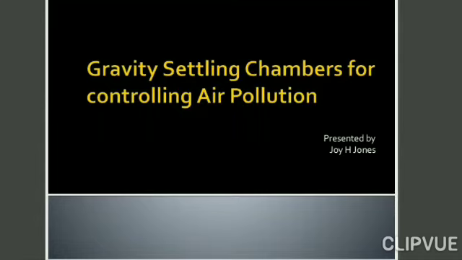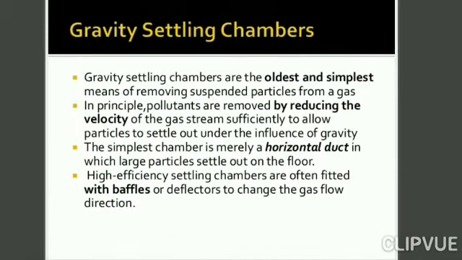The next topic is the control of particulate matter, that is, the gravity settling chamber for controlling air pollution. It is a very simple equipment commonly used to remove particles which are larger in size, that is, larger than 50 micrometers, from the polluted gas stream.